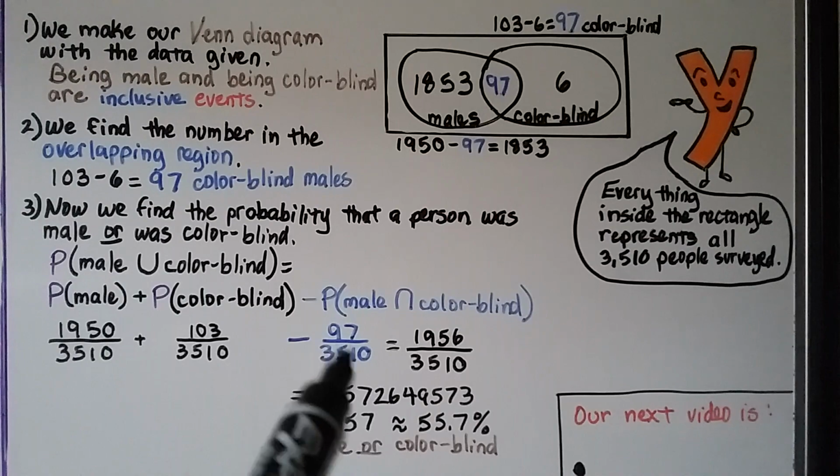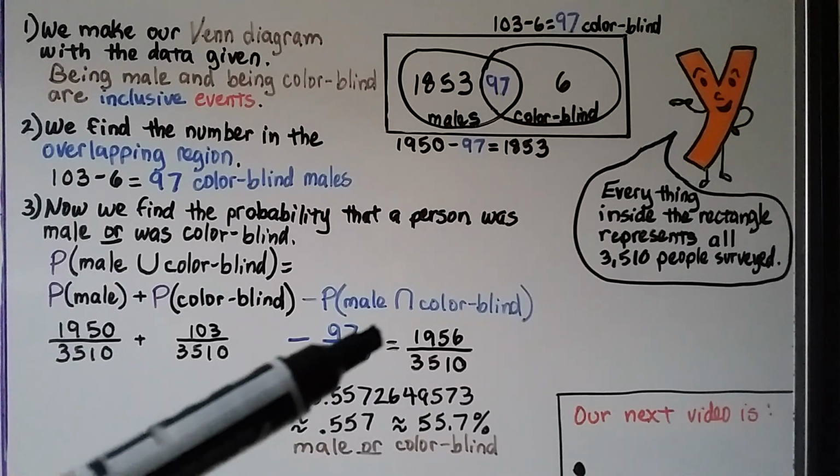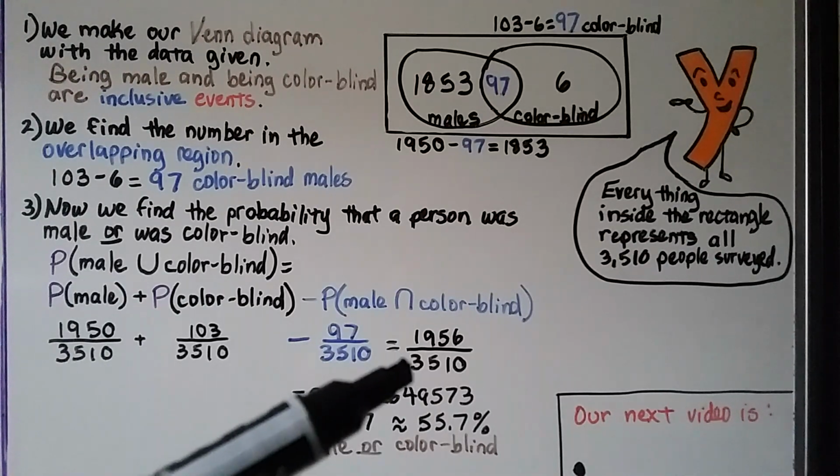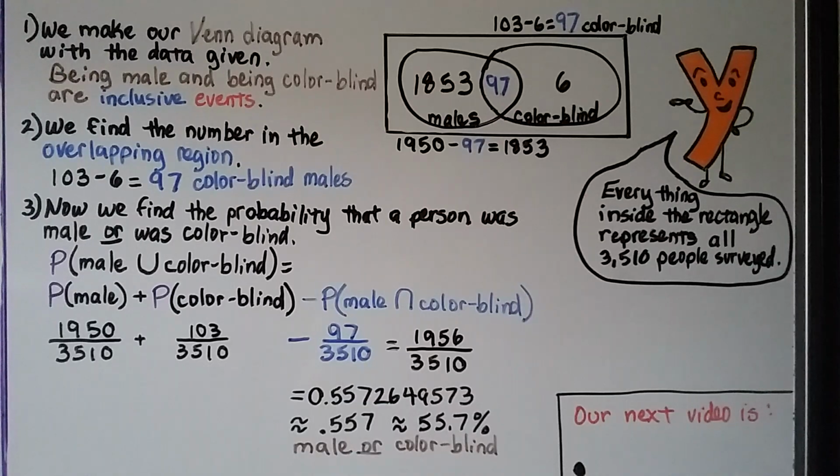We do our math, get our calculator, and we find out we have 1,956 over 3,510. We do the division, we get this nice long decimal, which is approximately 0.557, or about 55.7%. And that would be the percent of male or colorblind. So Venn diagrams can help you. You just got to make sure you put the information in correctly.